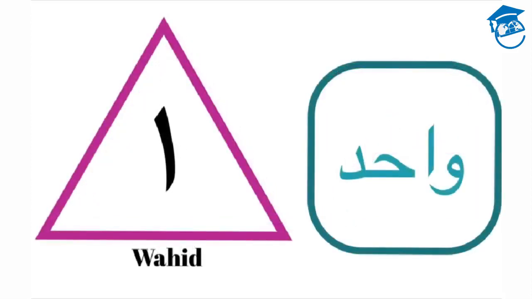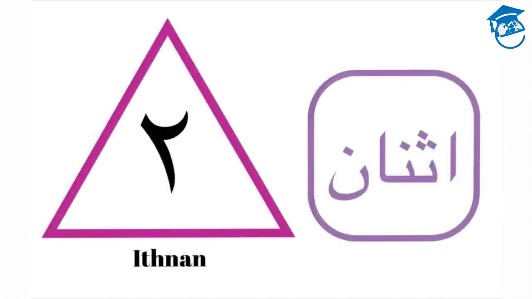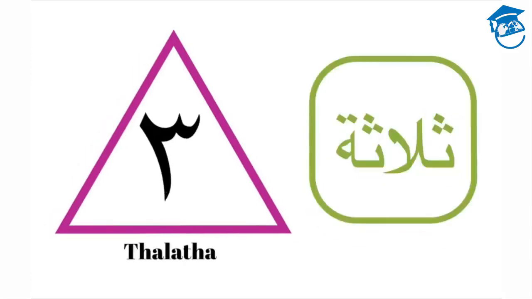Our next number is واحد. واحد means 1. اثنان. اثنان is 2. ثلاثة. ثلاثة is 3.